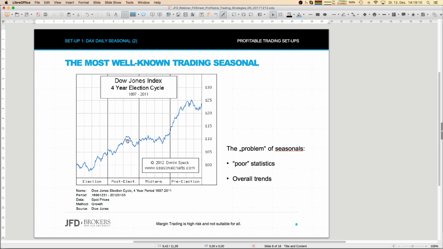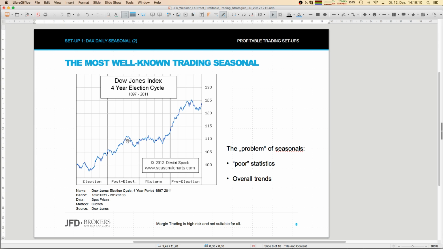But back to the story. So if we, for example, would plot the DAX over the months, of course we can create a typical chart. But looking, for example, 20 years back means we have 20 data points for January, 20 data points for February. That's a pure statistic. And on the other hand, especially if we talk about indices, we have overall trends. So that during the last 100 years the Dow Jones went up, it's not a secret. And so we have those points as well. So that's a problem. But we go a different way here for our DAX daily seasonal.